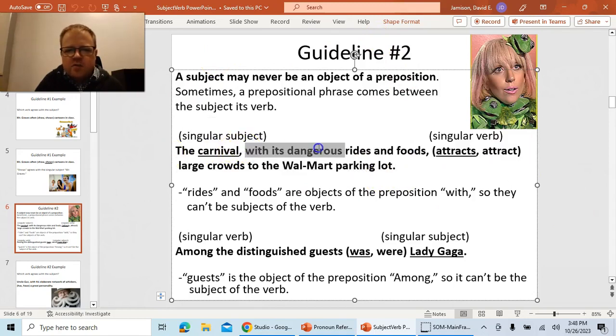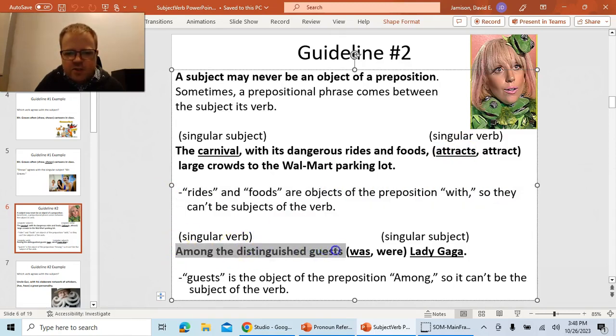You don't need to know about the dangerous rides and foods to make this sentence make sense. You don't need even to know about the Walmart parking lot for it to make sense. You can cut this down to the carnival attracts, and then it makes sense. But if you think it's the foods that are attracting it, foods would be plural, but carnival is the subject of this sentence, and carnival is singular. And that's what it says right here.